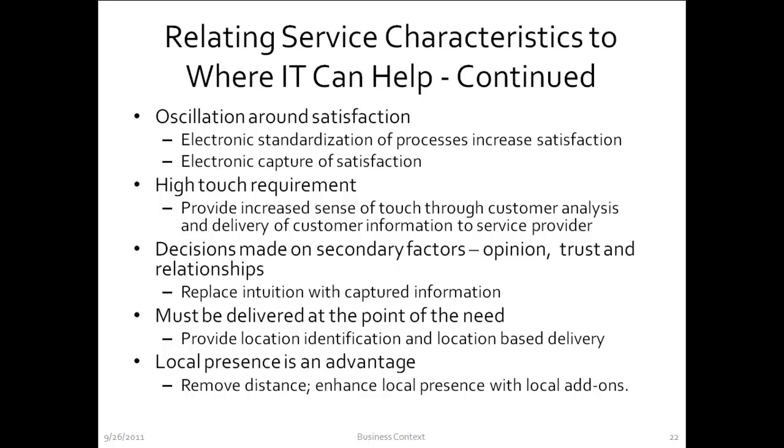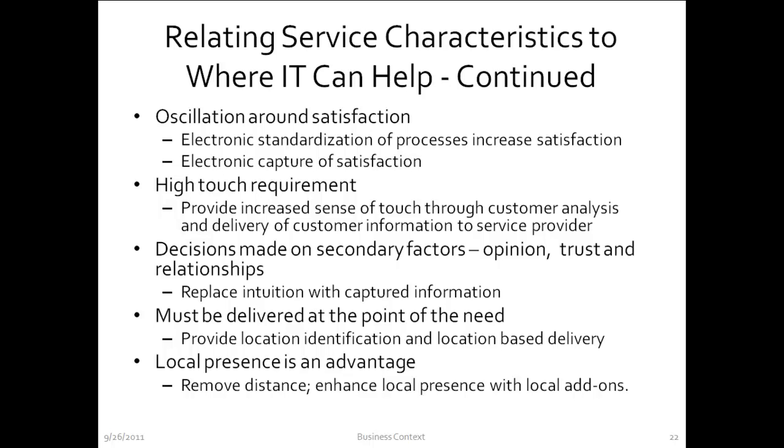Okay, and the next thing is this high touch requirement. Basically, the service provider has to be in constant communication with you in order to provide the service in a proper manner. The next thing is that decisions are made on secondary factors. So it's not based on the quality of the food or the quality of the meat, but really on the way you were treated, or an opinion about the restaurant that you read in a magazine that you trust, or the fact that you've been to the restaurant multiple times. Those are the things that determine the success of the service.